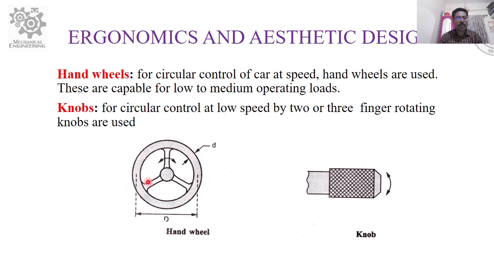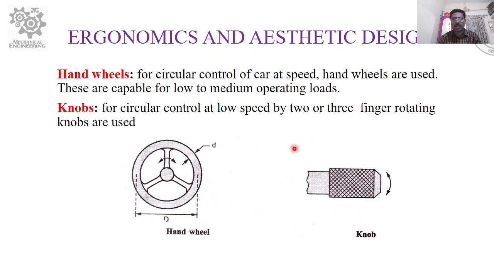Hand wheels. Observe here, this is the hand wheel, which we have already seen in this picture. This shows the outer diameter and the minor diameter of the circular section. Hand wheels are related only to circular controls, for example the control of a car at speed. This is one of the devices used in vehicles. Hand wheels are capable of low to medium operating loads. This is the main controlling device in all vehicles.